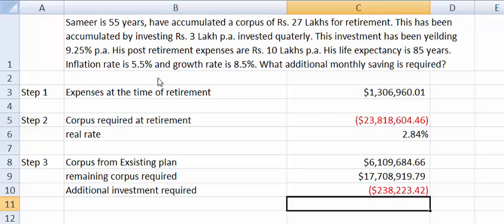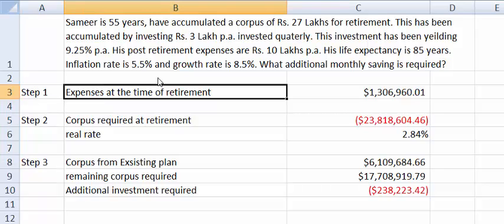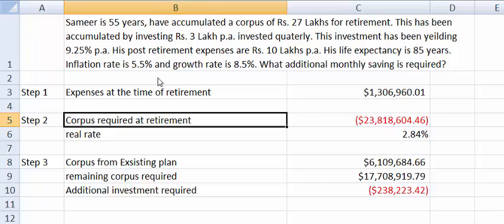So a quick recap of this problem. Once again, remember, for any retirement problem you have these 3 steps. Step 1, find out expenses at the time of retirement. Maybe at times this step might already be given. Step 2, many times maybe this is your answer, you don't need step 3. But remember, you have this 3-step framework. In case you do not require a step for your particular question, that's okay.